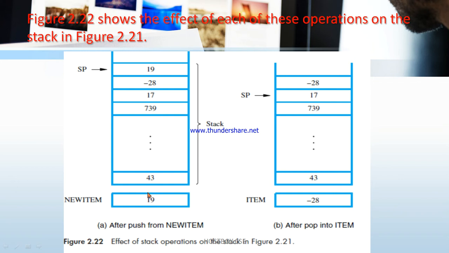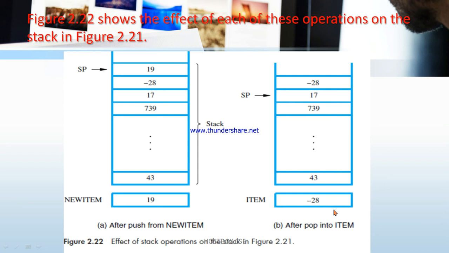Suppose I want to insert the new element called 19 here. So 19 will be moved to the top of the stack because it is a last in, first out structure, followed by minus 28, followed by 17, 739, and at the bottom we already have 43, based on the above diagram. So here SP denotes the stack pointer at 19. This is a decrement operation.